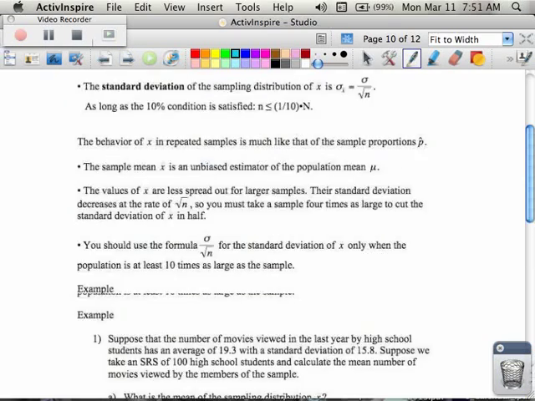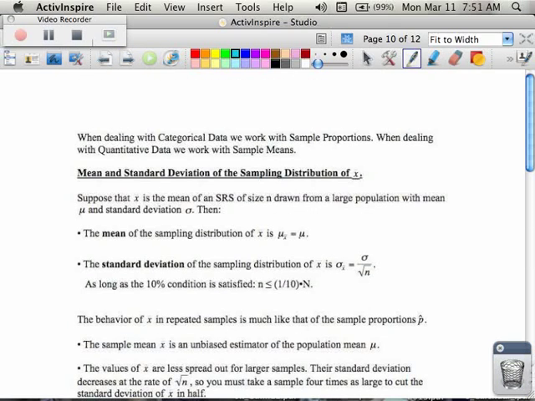Okay, sorry. So one of the things that's kind of interesting about dealing with sample means, you might recall that last week we were talking about sample proportions, p, and today's slides we're going to be talking about sample means. When you're dealing with categorical data, you work with sample proportions, but when you deal with quantitative data, you deal with sample means. And it works very similarly to the proportions.